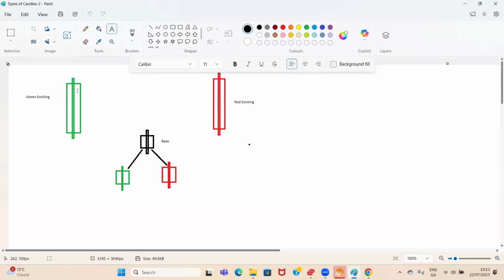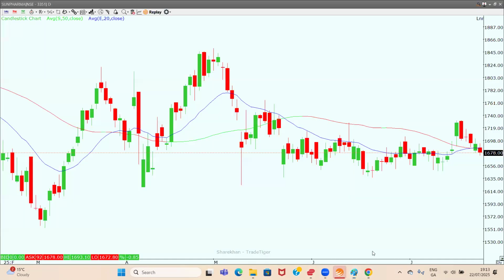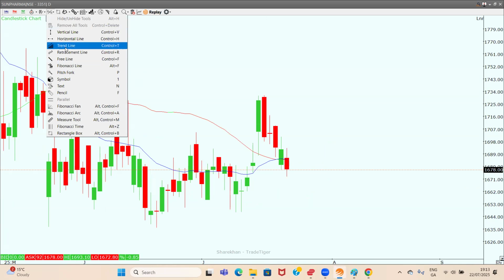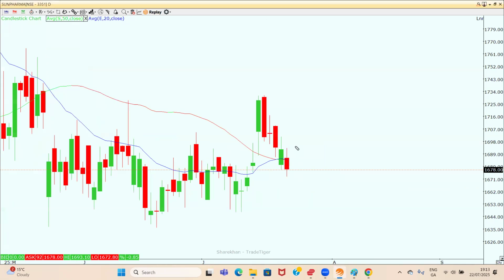Exciting candle's definition is very simple. If the body part is more than 50% of the whole candle, you will consider this a green exciting candle. If the body part is less than 50% of the whole candle, you will consider that a base candle. Those are the two rules to identify what is exciting and what is base. Now let's go back to the chart where we were. Can any one of you tell me what candle you will consider this, which I have marked?